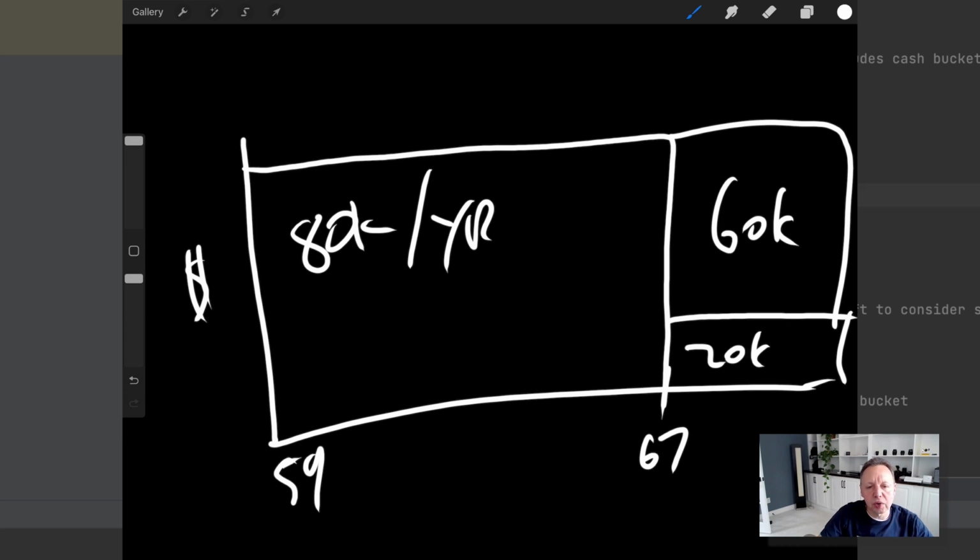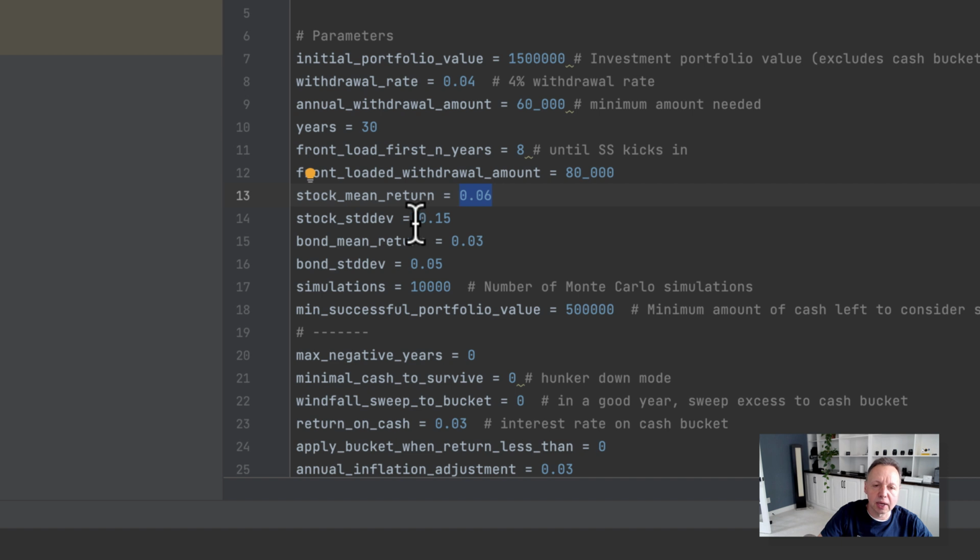We're going to say the stock market returns on average 6%, but has as wild as a 15% deviation year over year. So some years could be well in the negative, some years could be well in the positive. Bonds 3% with a deviation of 5%. And we're going to run 10,000 simulations. Finally, I consider this a success only if I at least have $500,000 at the end of those 30 years left in my retirement portfolio. So maybe it's not quite die with zero. I either want to leave this to my heirs or just have a level of comfort that should I live longer than 30 years, there's still some money left in the bank.